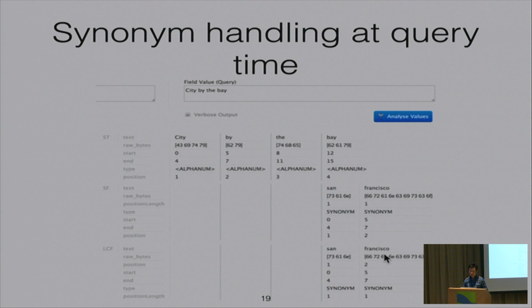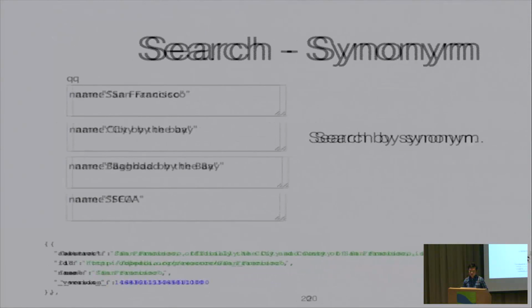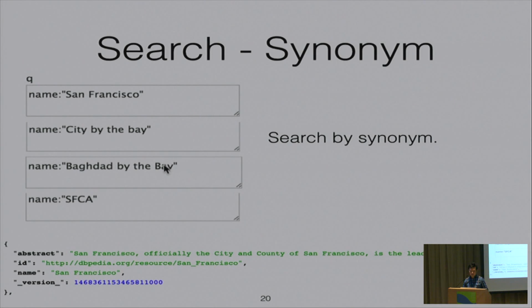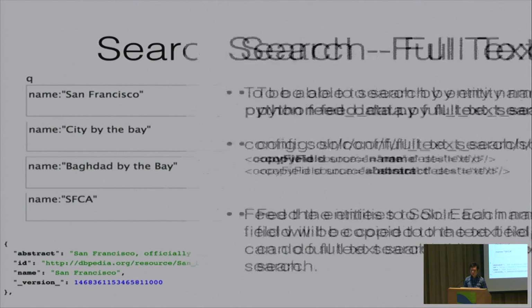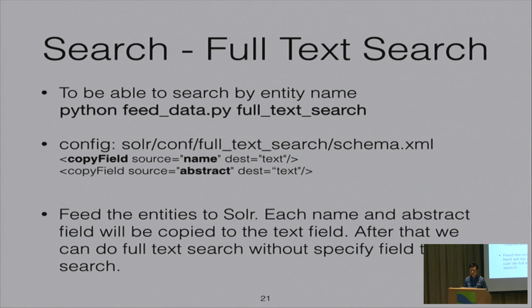And after that, we can get the same San Francisco knowledge entity. Those are some other synonyms of San Francisco. By searching all of these queries, we can get the same result. This is pretty useful for users to access the knowledge graph, because a user may just type an alias of the entity. And beyond that, we would like to provide a much more powerful full text search.